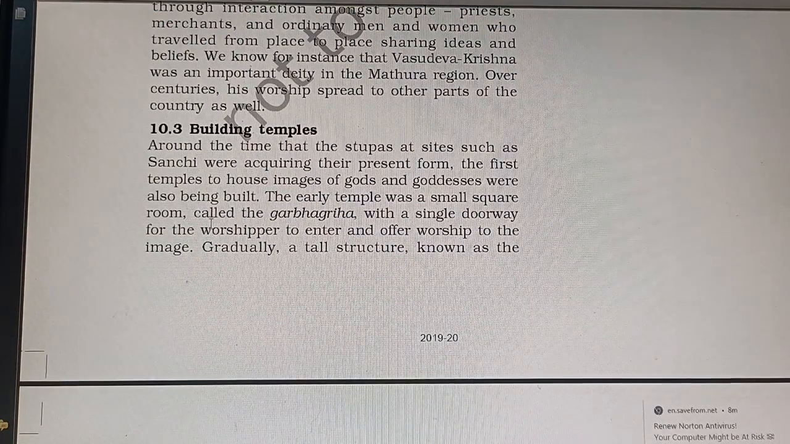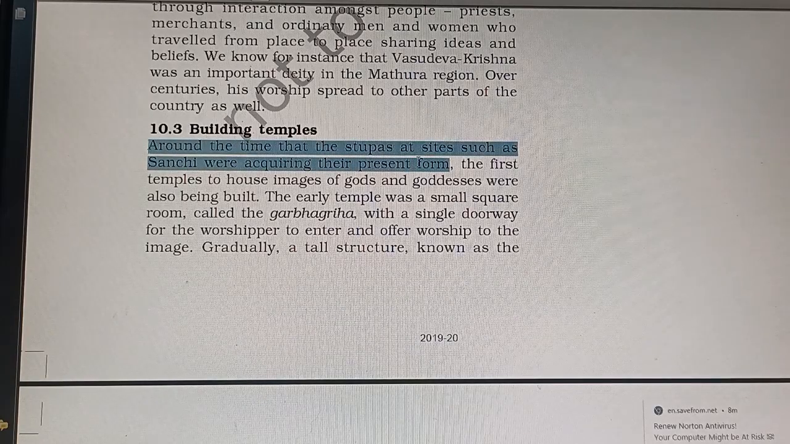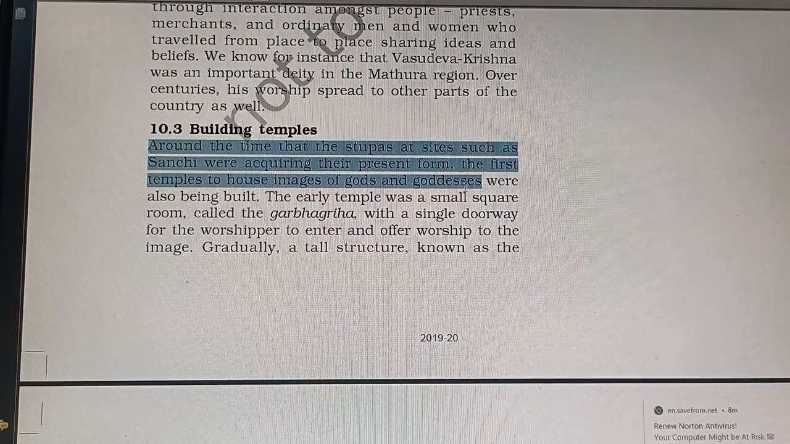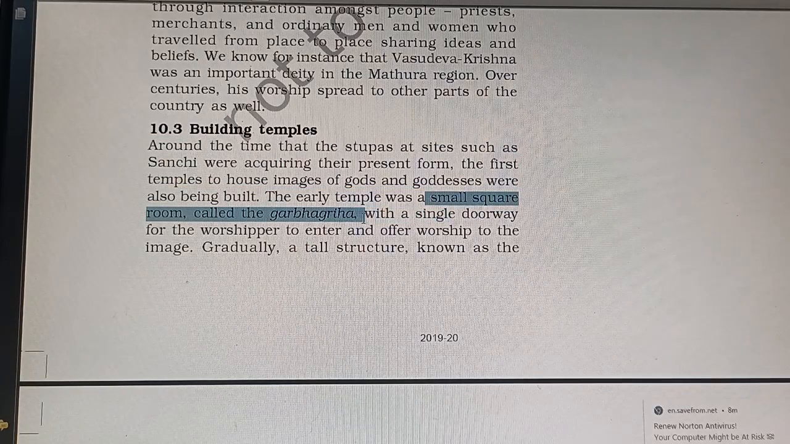Now we discuss the different temples. Around the same time that the stupas at Sanchi were becoming famous and being built, we also see that the first temples housing images of gods and goddesses were built. The early temple was just a small square room called the Garbha Griha, with a single doorway for the worshipper to enter and offer worship to the image.